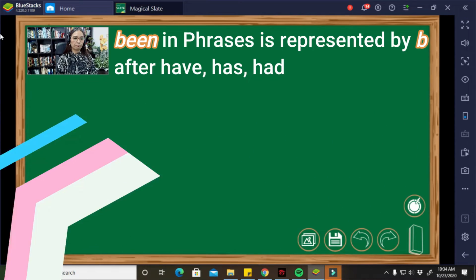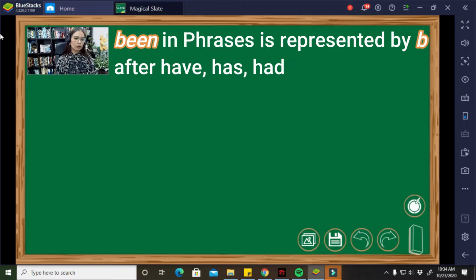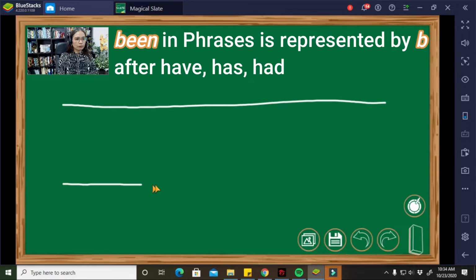Alright. Okay. Now, let's tackle all about the been in phrases. According to the rule, the word been in phrases is represented by letter B or the B sounds after have, has, and had. So we have to use letter B for been. Okay. Let's have an example. Remember, been is represented by letter B symbol.